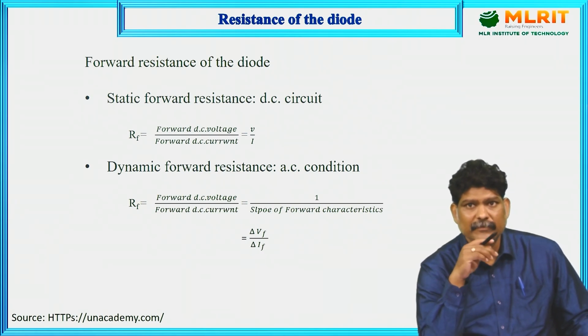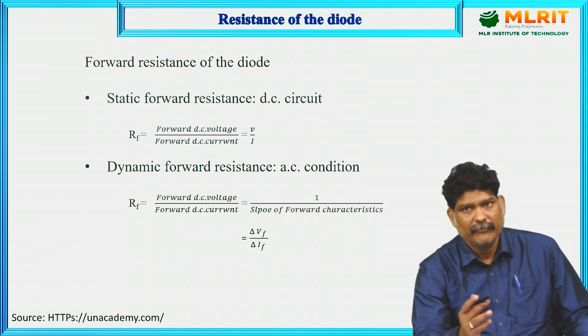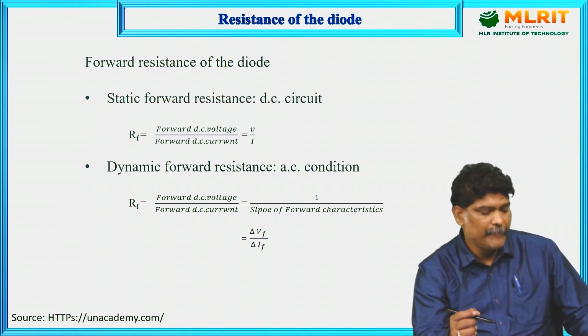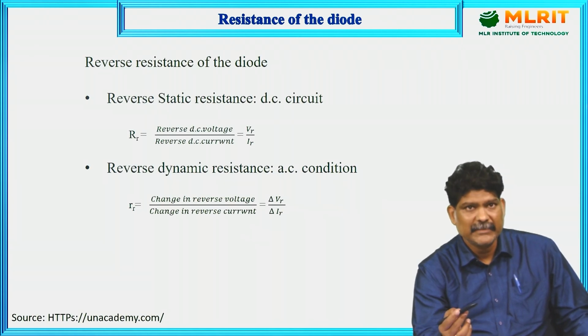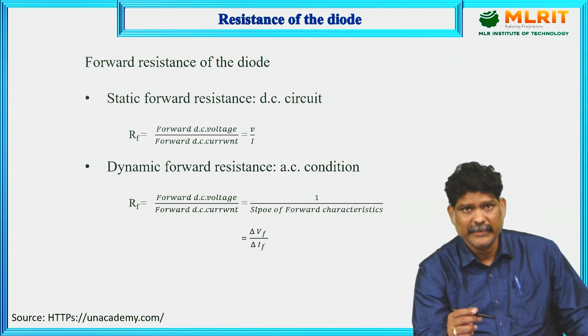So, resistance of the diode. We have two types of diodes. For forward bias junction, we have two different kinds of resistances, that is static forward resistance and dynamic forward resistance. In the same way, we have reverse resistance of the diode, that is reverse static resistance and reverse dynamic resistance. So, what are these? Let's see.